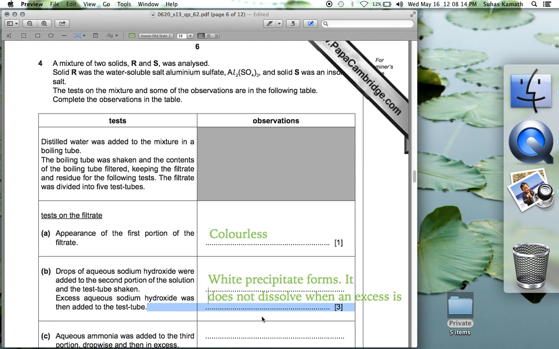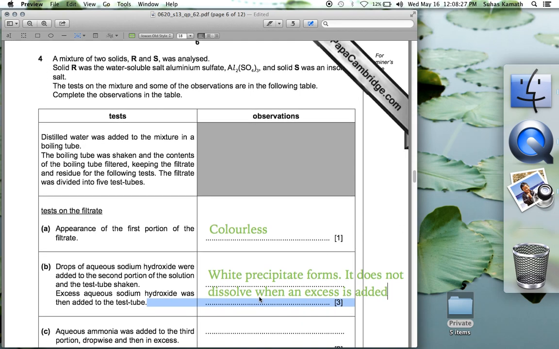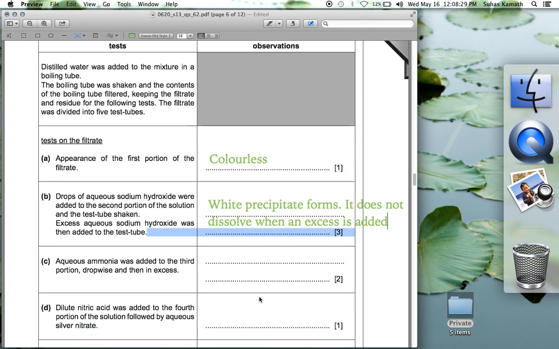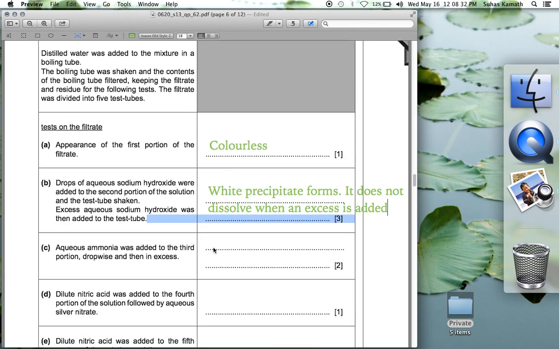Wait a minute. Don't worry, it'll not go until that length. It's just because I'm using an excess of handwriting, you know.